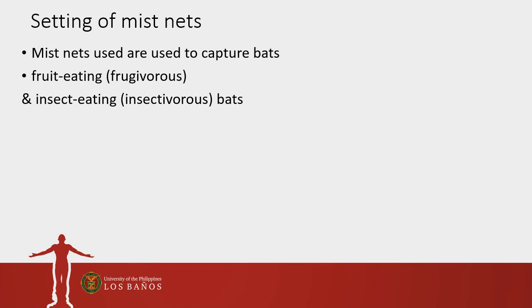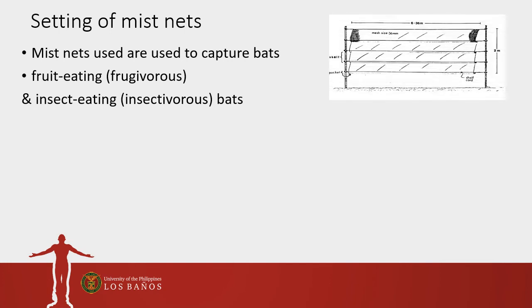Mist nets are used to capture bats, in particular, fruit bats. These nets are set late in the afternoon along possible flyways or near feeding trees. And no, there is no need to put baits like hanging fruits onto these nets. Fruit bats will naturally entangle as they fly through the nets.